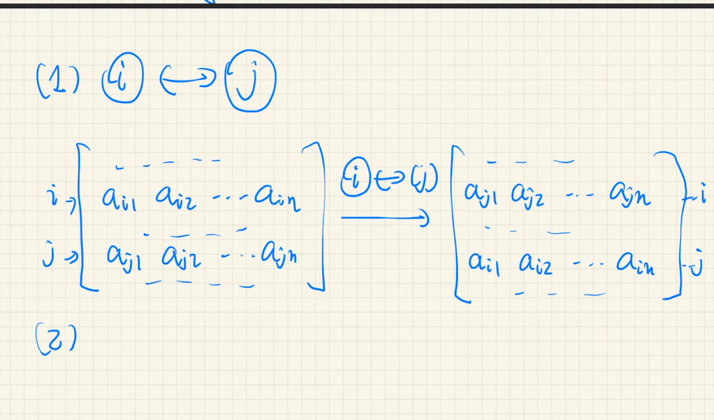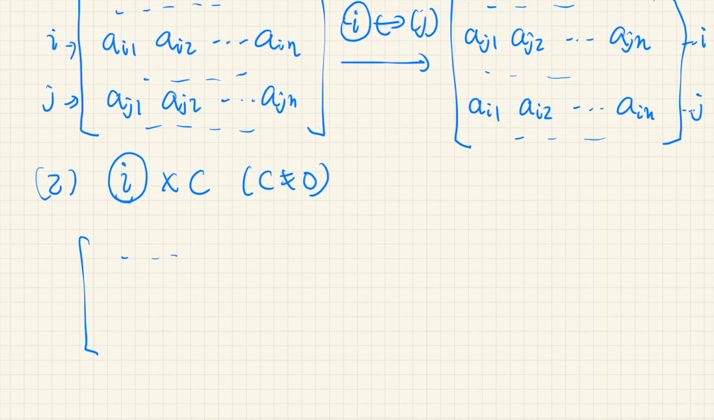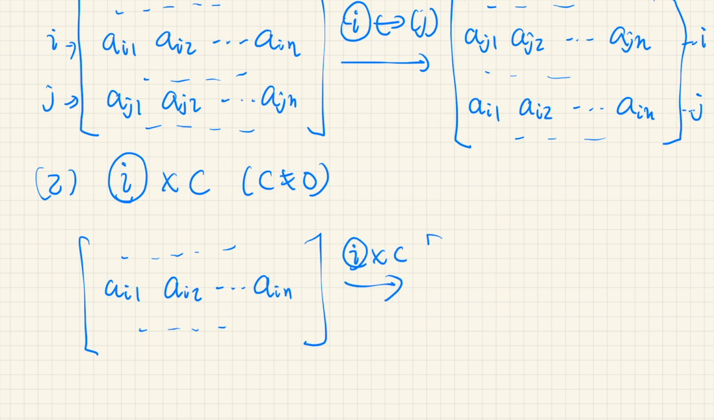And the second operation was multiplying the ith row by some constant. The constant should not be 0. So if we have a matrix like AI1, AI2, so this is the ith row, then as a result of this operation, the new matrix becomes C times AI1, C times AI2, and so on, C times AIN. So this is the new ith row.